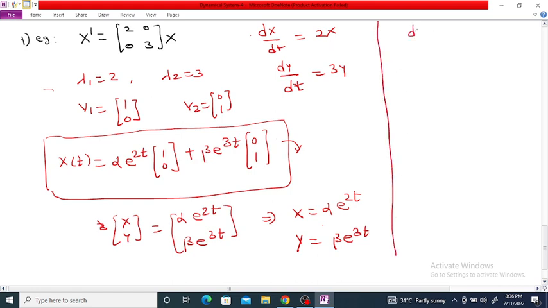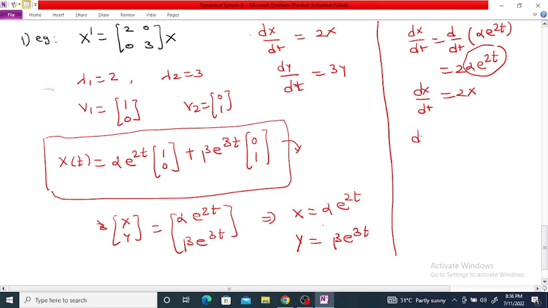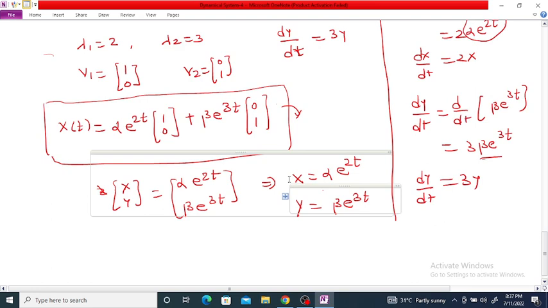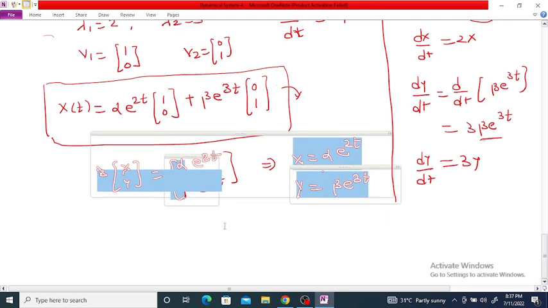For example, what is dx by dt? dx by dt is equal to d by dt of x, which is d by dt of alpha e raised to 2t, which is equal to 2 alpha e raised to 2t, and this is nothing but twice x. So dx by dt is equal to twice x. Similarly, dy by dt is equal to d by dt of beta e raised to 3t, which is nothing but 3 times beta e raised to 3t, and the value of this term is y, so this is equal to 3y. So this x and y satisfy this system of differential equations, and therefore this is the solution of the given system.